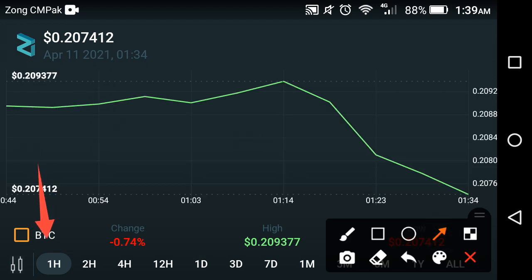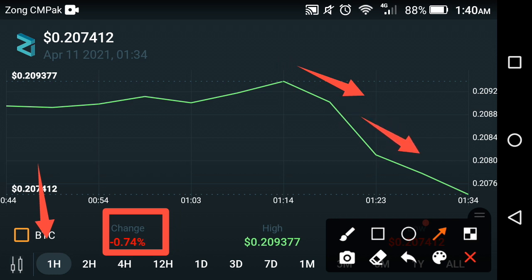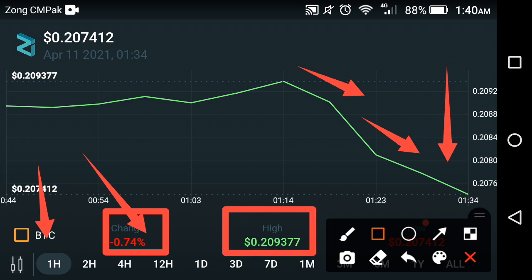Friends, that is the last 1 hour price prediction live you are watching now. As you can see here, the change in Zilliqa coin in the last 1 hour is negative 0.74% because they fell down continuously. At this time they are also in the falling mood. That is why the change is negative 0.74%. And the high price of the Zilliqa coin is $0.209377 in the last 1 hour, friends.